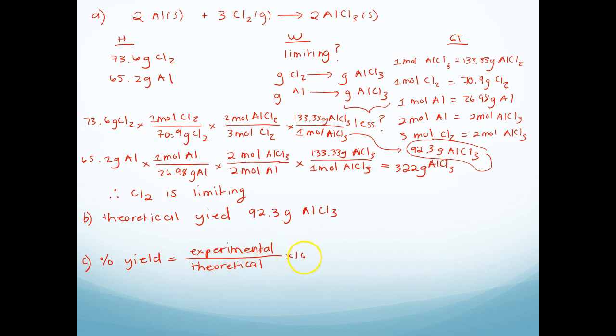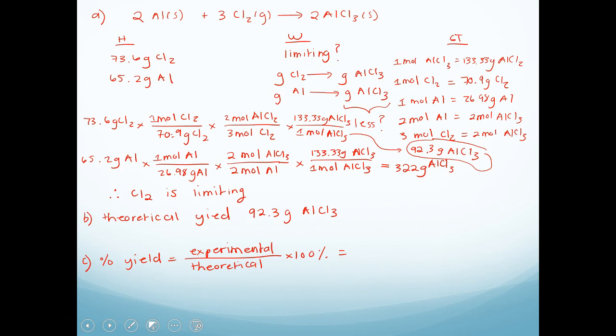And since it's a percent, times 100%. And we get 82.6 grams divided by 92.3 grams times 100%. Make sure you put the grams in, even though they cancel. So when we do that, we get 89.5%. So this tells us something about that particular reaction or our lab skills, right? It's a pretty good yield.